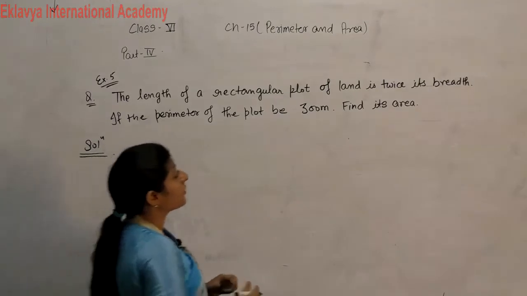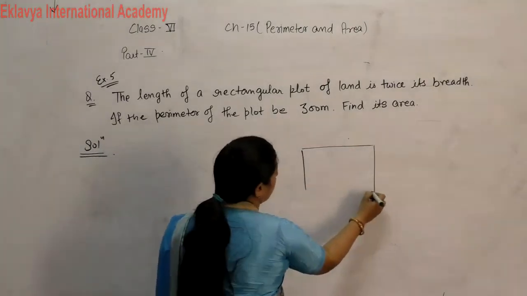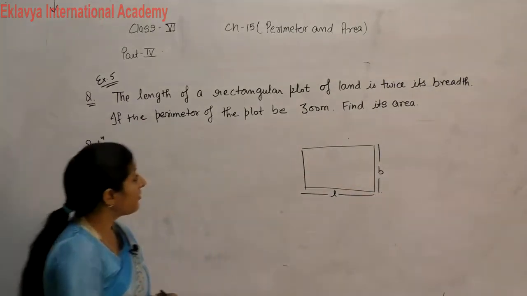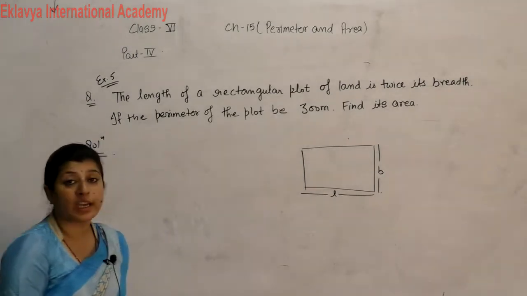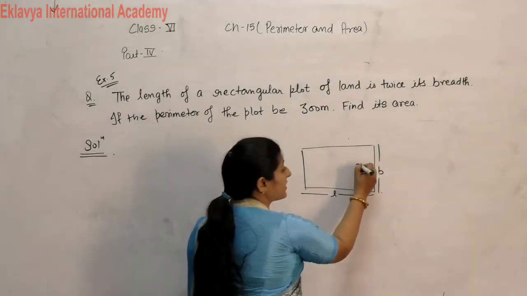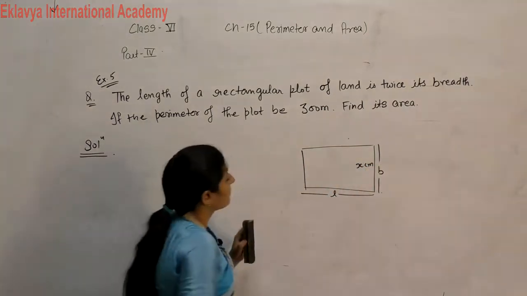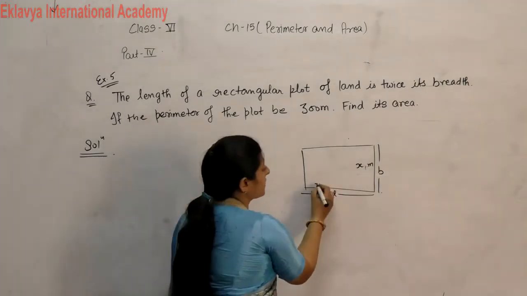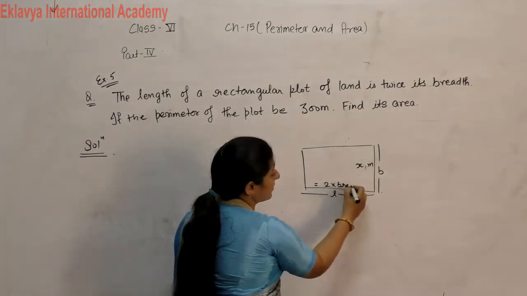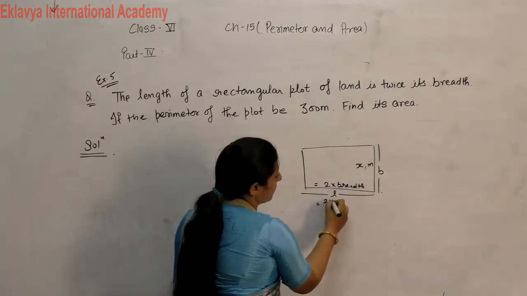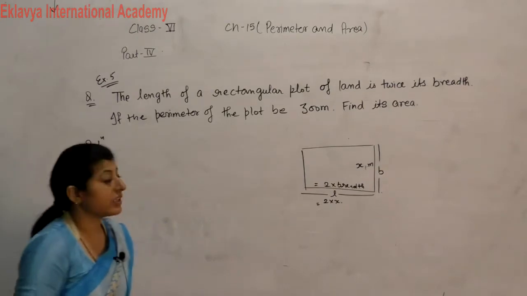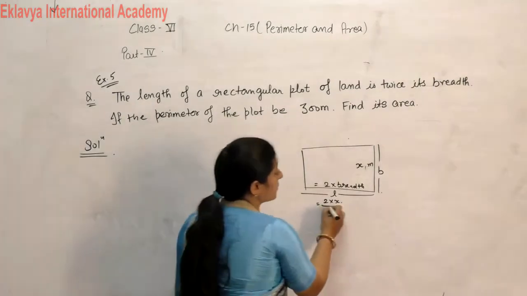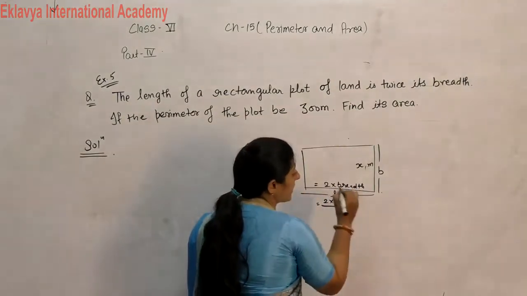Length of a rectangular plot. Rectangular plot looks like this; this is length and this one is breadth. The length of a rectangular plot of land is twice its breadth. It means the breadth is equal to x meter, because your perimeter is given in meter. Then length becomes twice the breadth, that is 2 into x. Let breadth of the rectangle be x meter, then length becomes twice its breadth, that is 2x meter.